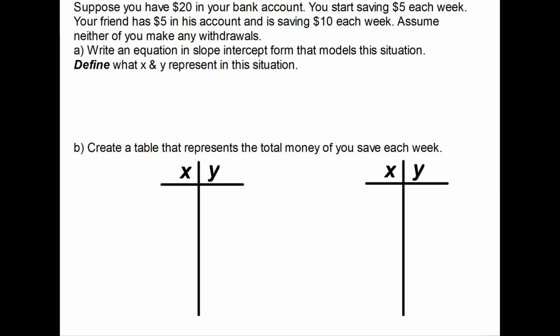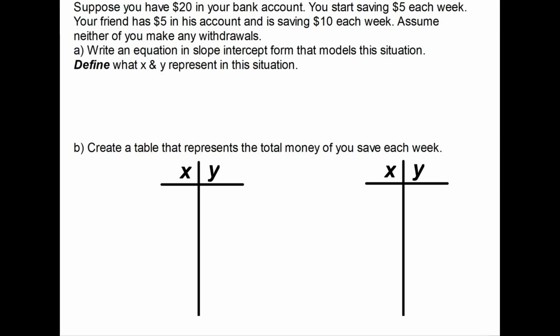Suppose you have $20 in your bank account. You start saving $5 each week. Your friend has $5 in his bank account and is saving $10 each week. Assume neither of you make any withdrawals. Write an equation in slope-intercept form that models the situation. Define what x and y represent in this situation.